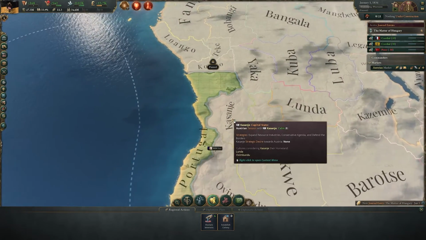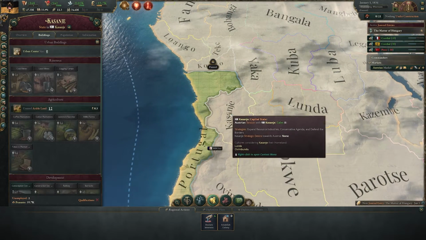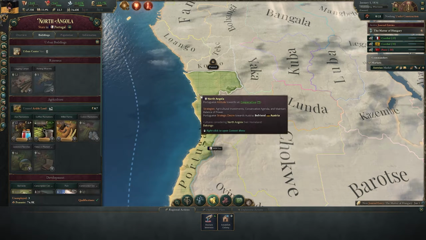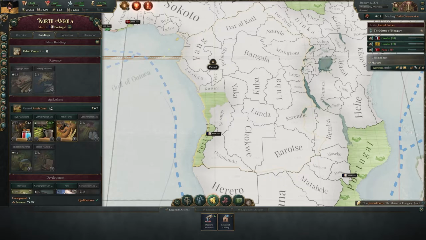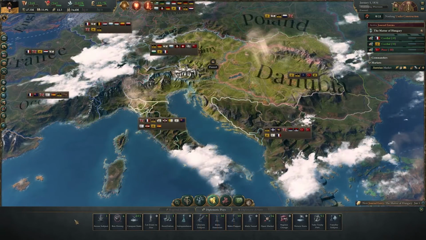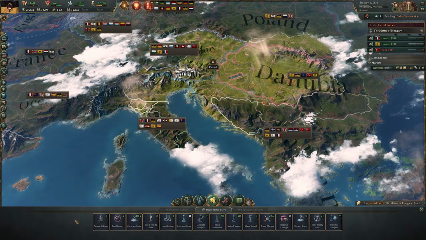But outside of that, because I've declared an interest in that region, anything that goes on here, if Portugal decides to go after Kassanji, I could say, hey, I'm going to support these guys, or heck, I'll even support Portugal. Declaring interest is a very powerful tool, and it'll allow you to do a lot of flexible things.